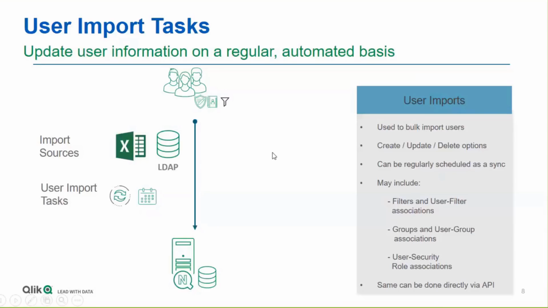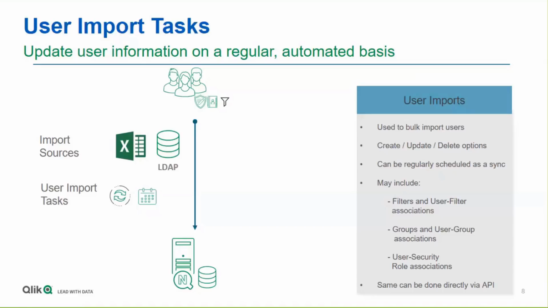The main method that we're going to use, at least when we have a lot of users, is to leverage what we call user import tasks. A user import task is where we establish a schedule and a connection to a third-party repository that contains the user information. Then we can sync it and push it into NPrinting on an ongoing basis. The two import sources that we support today with NPrinting are Excel and LDAP.